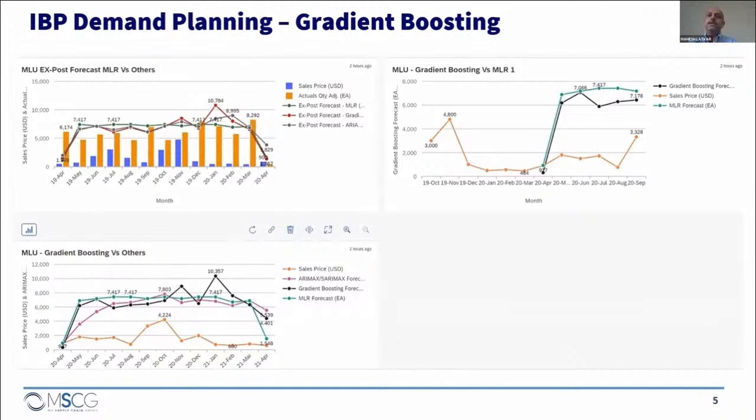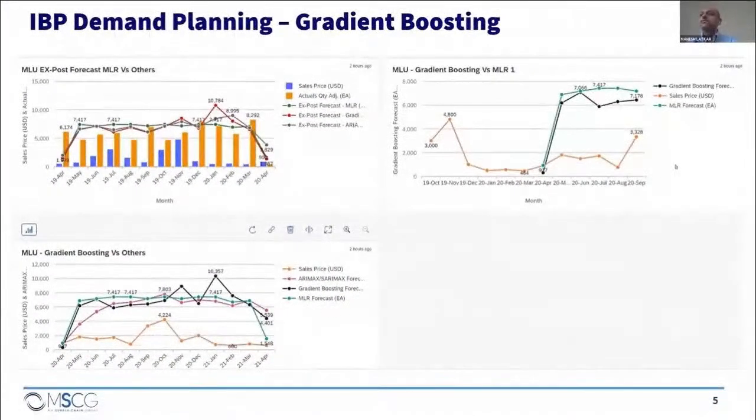So on the top chart, we are trying to show the ex post forecast for all of these forecast models based on machine learning: MLR, gradient boosting, and ARIMAX. Here, the important thing to understand, if you look at the gradient boosting output, which is the red line, is that wherever there is a low sales price, you will see high numbers or high quantity of forecast generated. And wherever you have a high price, the forecast numbers are coming down. So that's the purpose of AI algorithms, to get this kind of output.